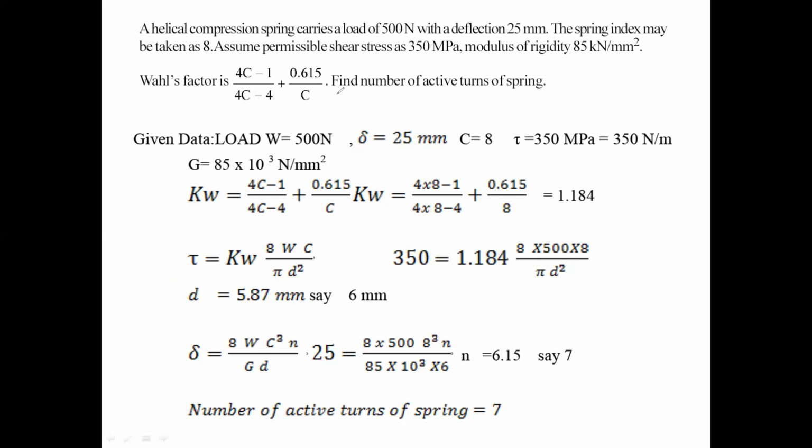We are interested in the number of active turns. So the number of active turns comes from the second equation. Deflection is equal to 8 into load into C cube, divided by G into diameter. From this the value of N we can find. The value of N comes out to 6.1, say 7. So this completes it: the number of active turns of the spring is 7.